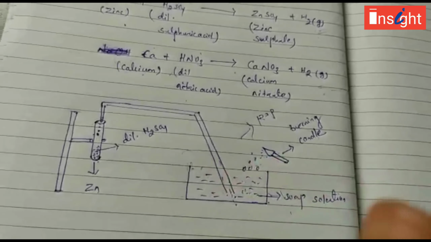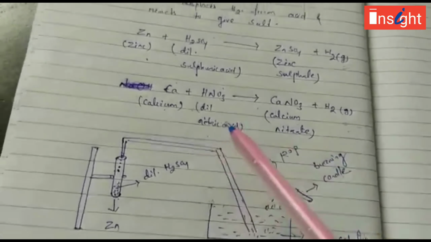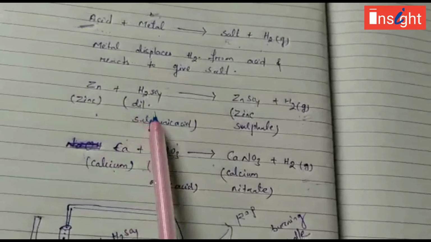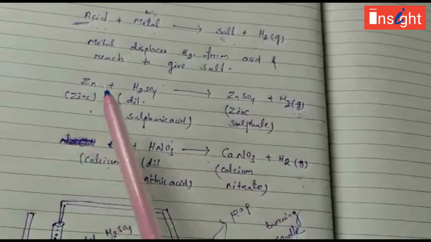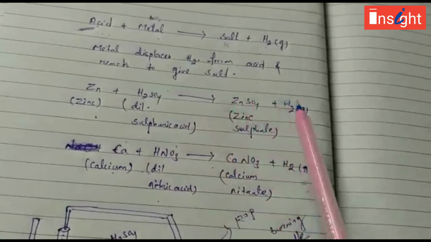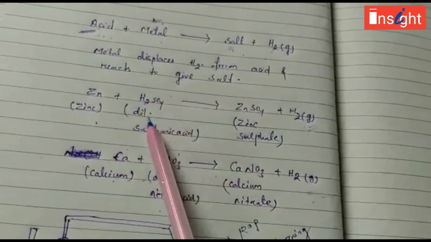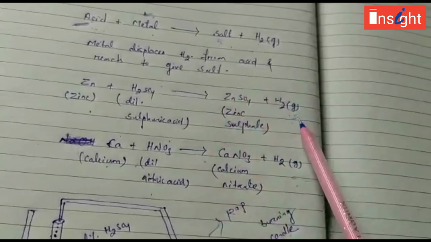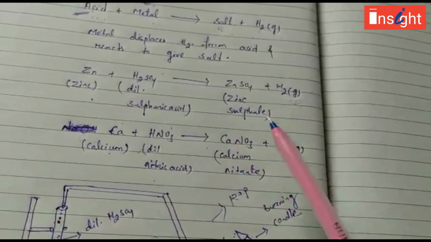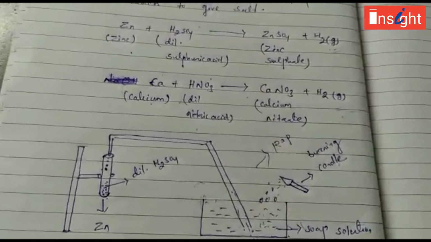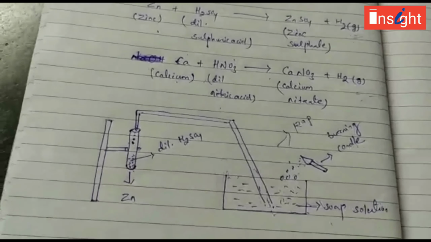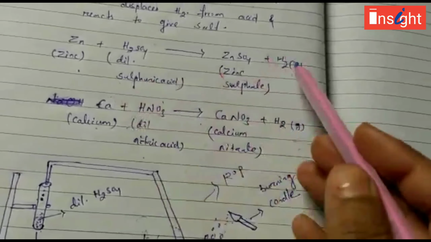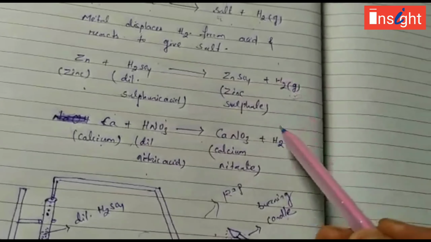So once again I am telling you that when a metal reacts with an acid such as dilute sulfuric acid, the metal displaces hydrogen from the acid and reacts with the other part of the acid to give a salt. For example, zinc plus H2SO4 gives ZnSO4 plus H2, or calcium plus nitric acid, or any other you can take. Mostly all the metals don't take part, but a few metals take part in the reaction. So how will we come to know that the gas released here is hydrogen gas?